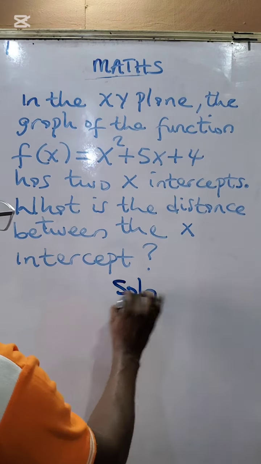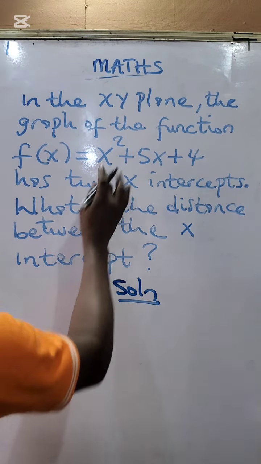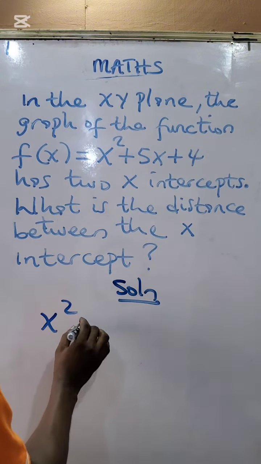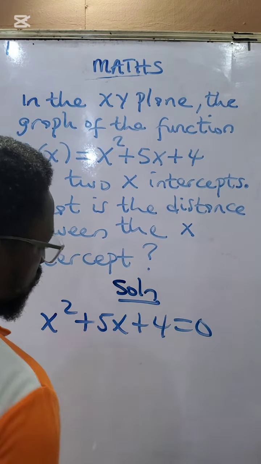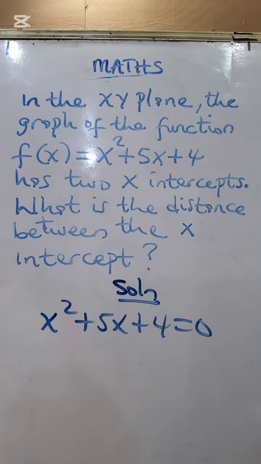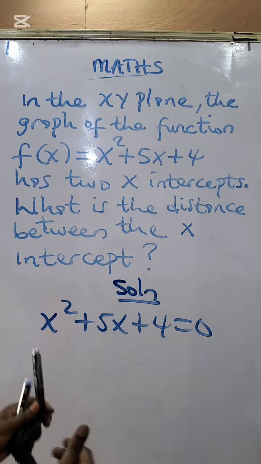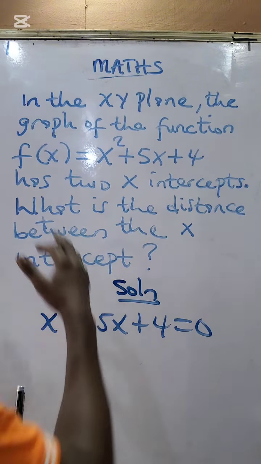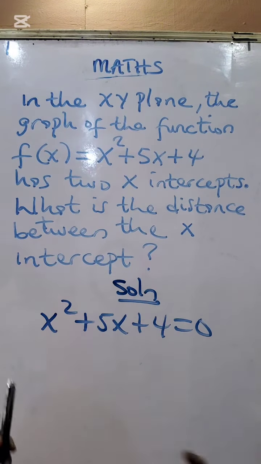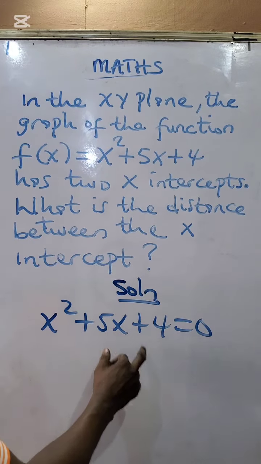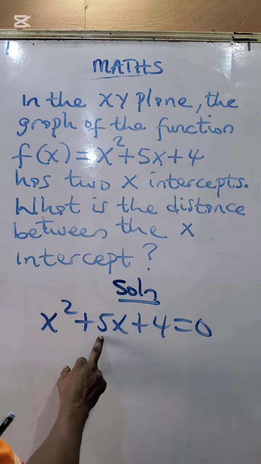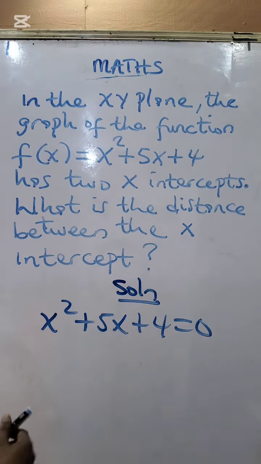Now, the first thing I'll need to do is to equate this to 0, to get the two values of x, which are the two x-intercepts, that means the points at which this function touches the x-axis. So from here, I look for two numbers that when I multiply, I'll get 4, and when I add, I'll get 5. I'll use that to factorize this.